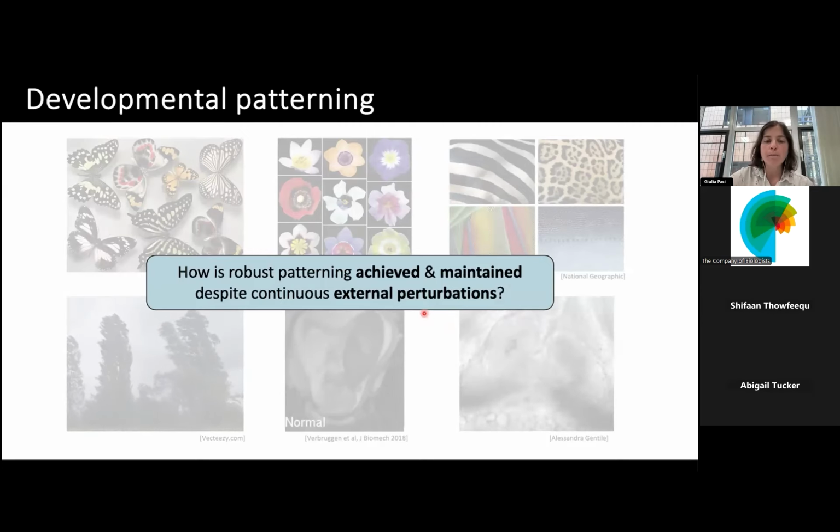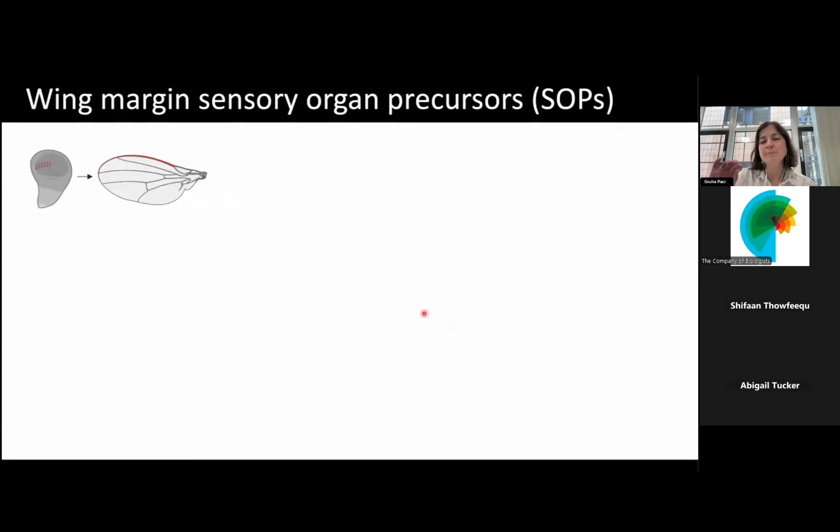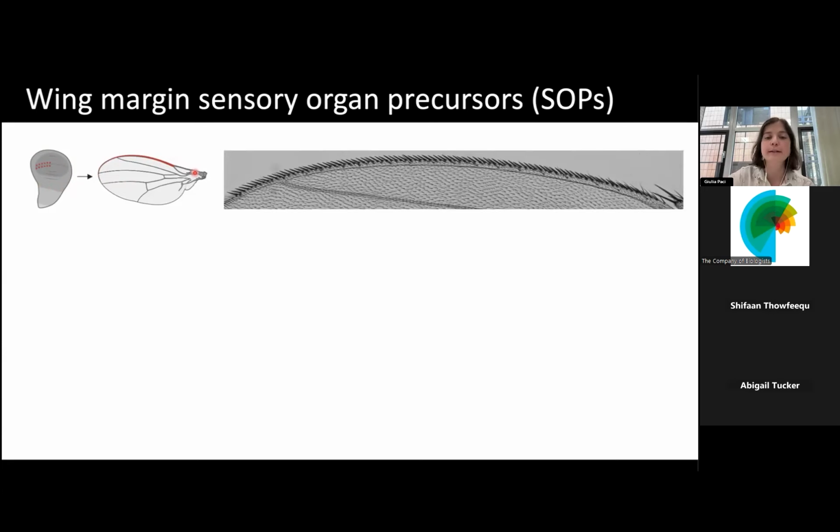For the purpose of this talk, the specific pattern I'm going to be talking about is a pattern of sensory organ precursors. This is a pool of cells that is specified at the end of the third instar larval stage in Drosophila. These cells, shown in red, will acquire a proneural fate and then go on to develop and form sensory bristles which line the fly wing. There are these beautiful sensory hairs that line all of the wing.